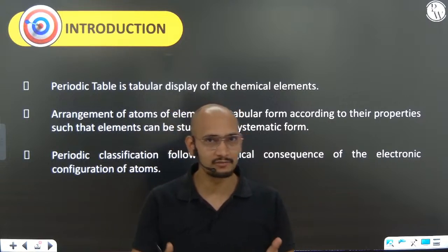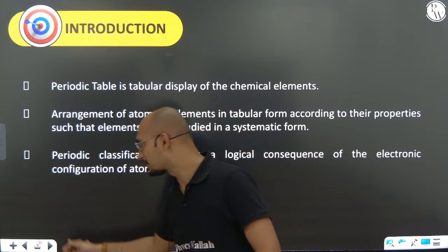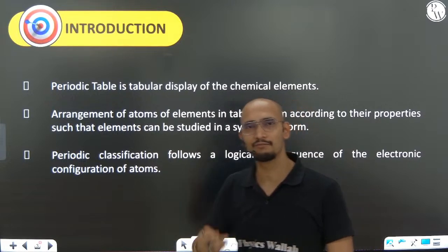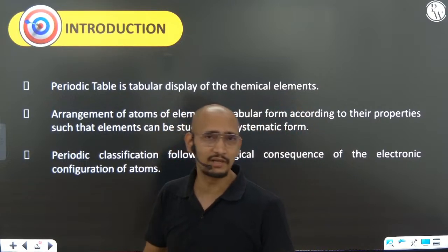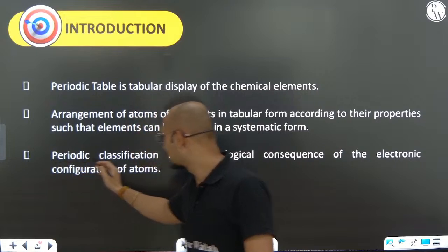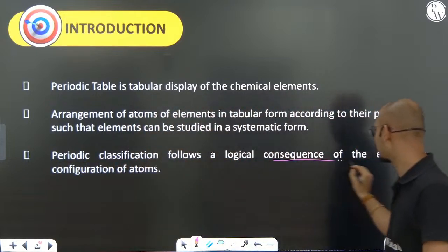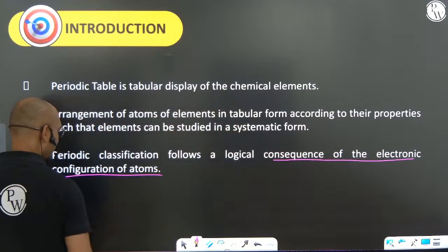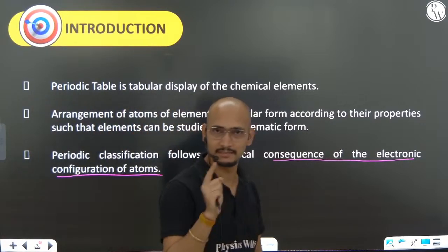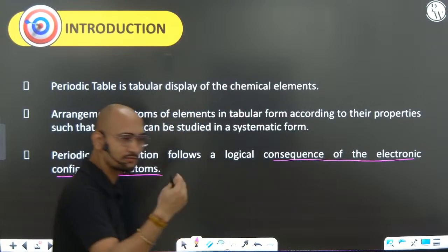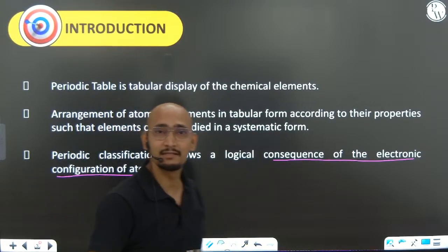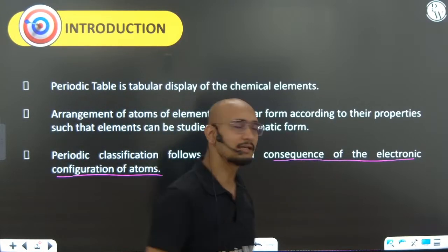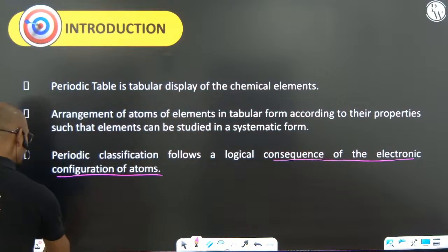Now, how did this all happen? We are going to study this, and then many of the different periodic properties. Periodic classification follows a logical sequence of the electronic configuration of atoms. The modern periodic table depends on the Bohr-Bury model of how we fill the electrons inside the atom.